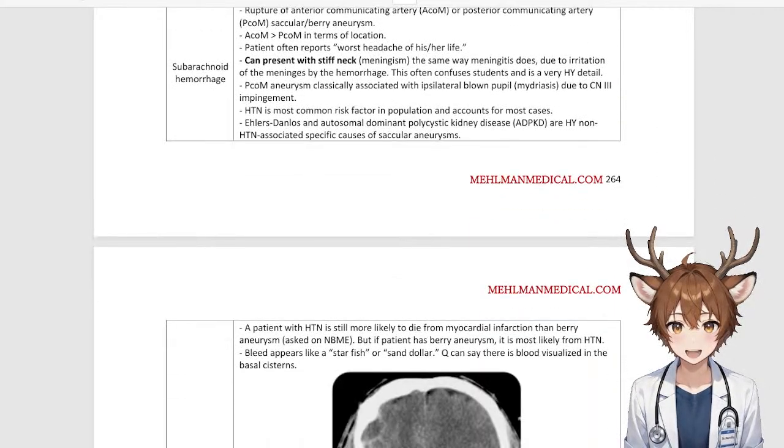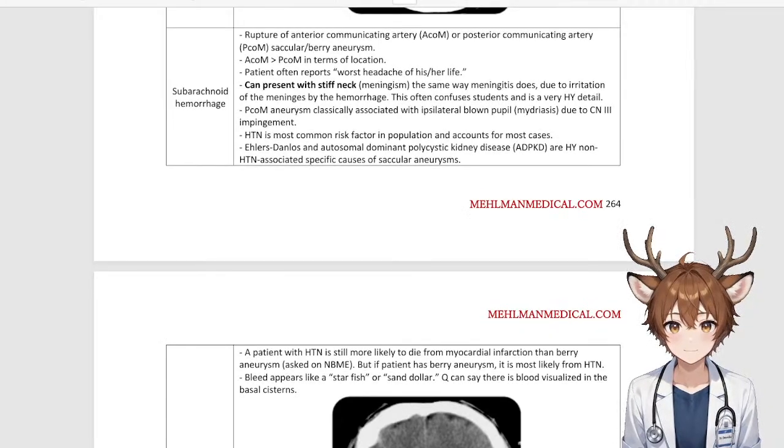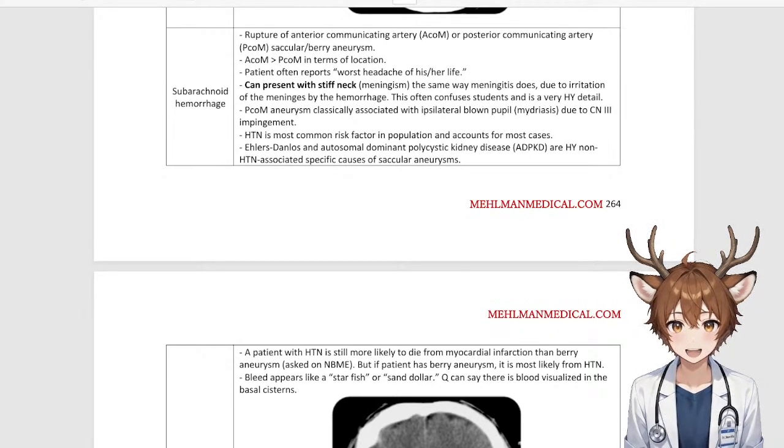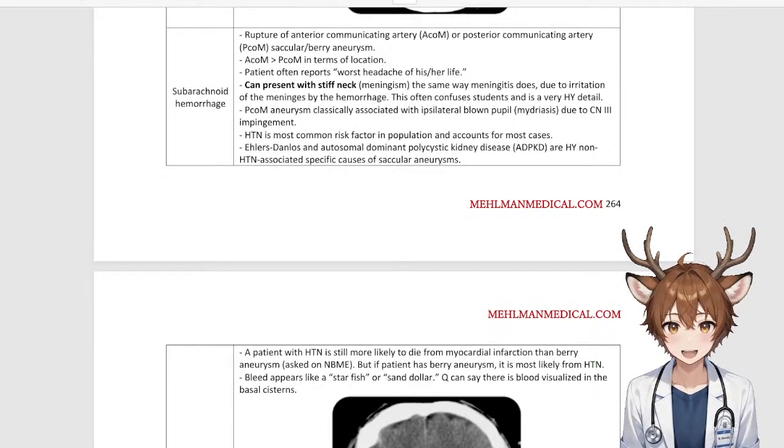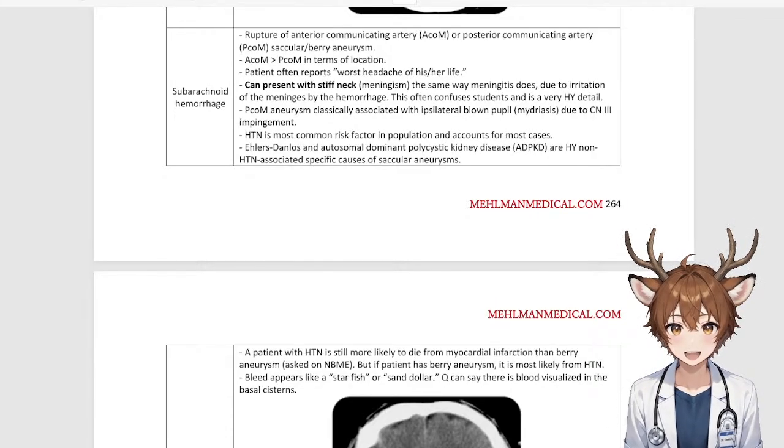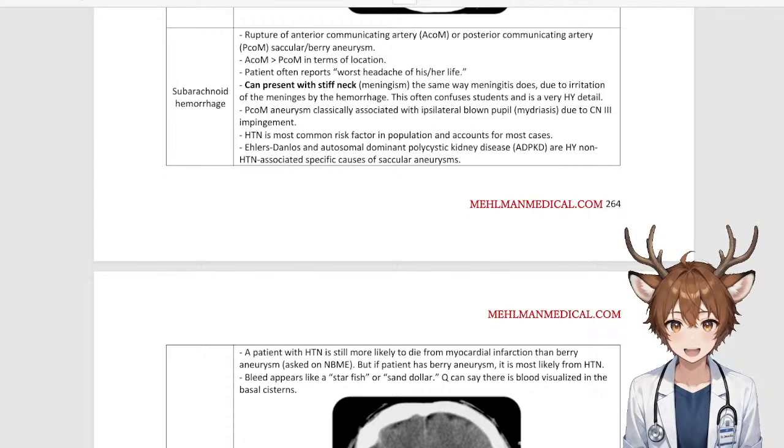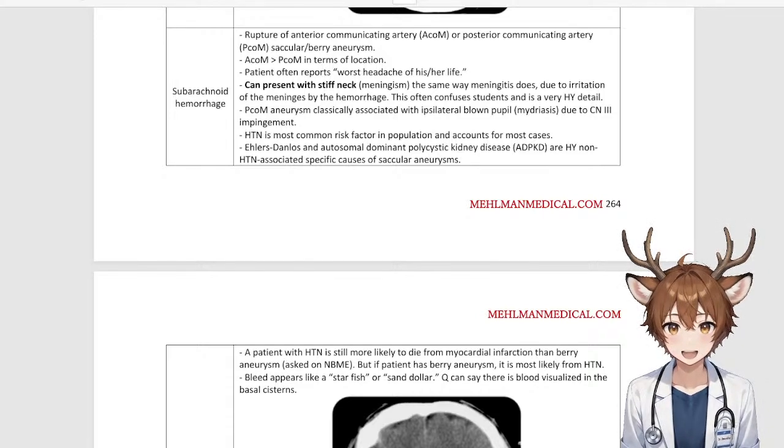What about subarachnoid hemorrhage? Well, in that case, it is rupture of the anterior communicating artery, ACOM, or posterior communicating artery, PCOM, saccular berry aneurysm. ACOM is more likely than PCOM in terms of the location. Patients often report the worst headache of his or her life.